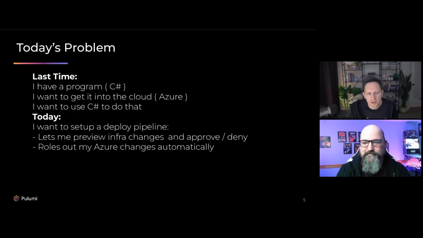Last Azure talk, I had a C# program locally, and I wanted to get it running in the cloud as a service. I wanted to use C# because it's a language I was familiar with, and I just like C#, and it was an Azure talk. So I think it made sense. And so we got all that working. We got the infrastructure set up to run my dad joke service in Azure. So today we're taking the next step: I want to set up a deploy pipeline so that I can make changes to my C# function code, have a PR review process, and then deploy that automatically.